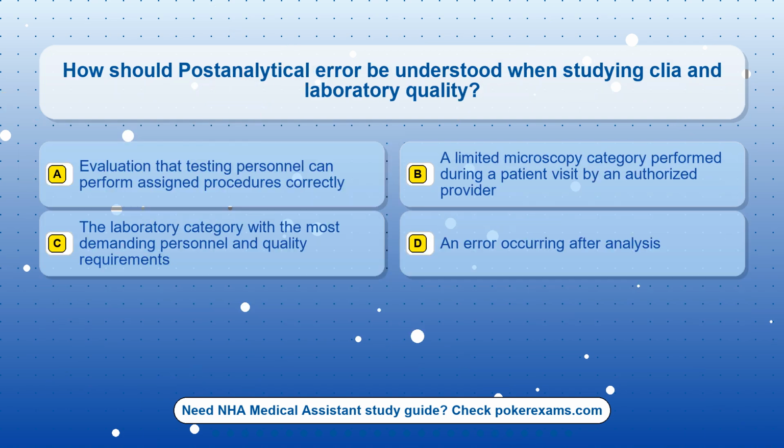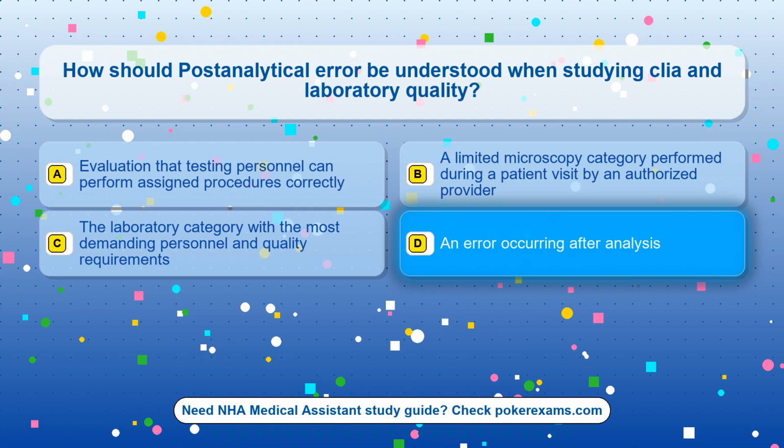Question 22. How should post-analytical error be understood when studying CLIA and laboratory quality? Option A. Evaluation that testing personnel can perform assigned procedures correctly. Option B. A limited microscopy category performed during a patient visit by an authorized provider. Option C. The laboratory category with the most demanding personnel and quality requirements. Option D. An error occurring after analysis.